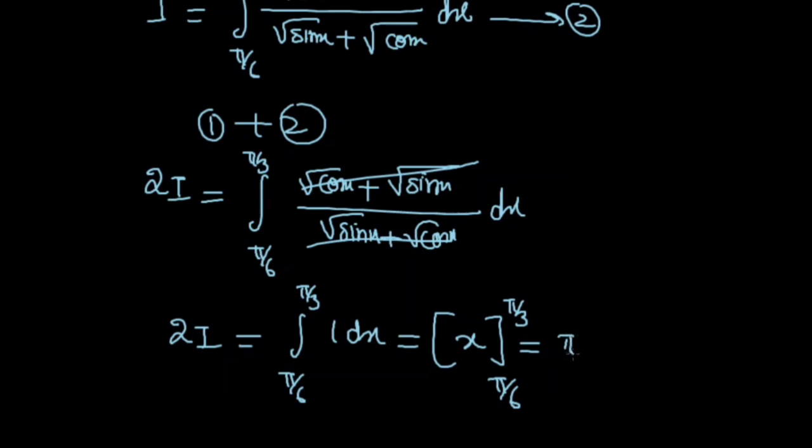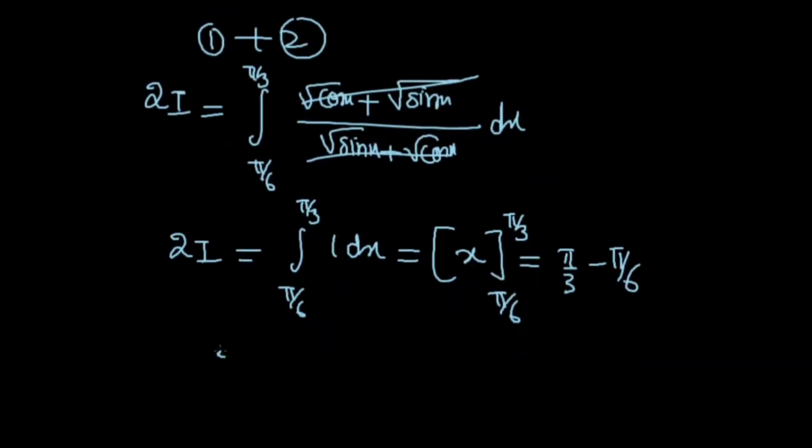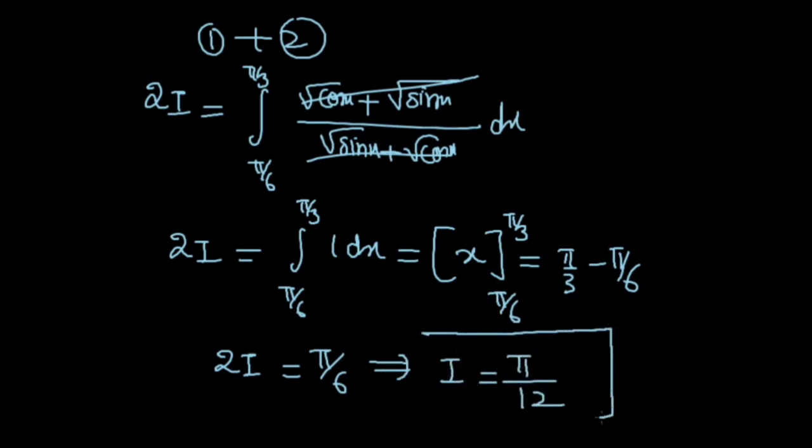So substitute the upper limit pi by 3 minus pi by 6. So this is 60 minus 30. What is 60 minus 30? It is 30, which is pi by 6, okay? So 30 is pi by 6. So from here I is equal to pi by 12. Two sixes are 12. So therefore the question, I is equal to pi by 12, is the solution. I is the question, pi by 12 is the solution.